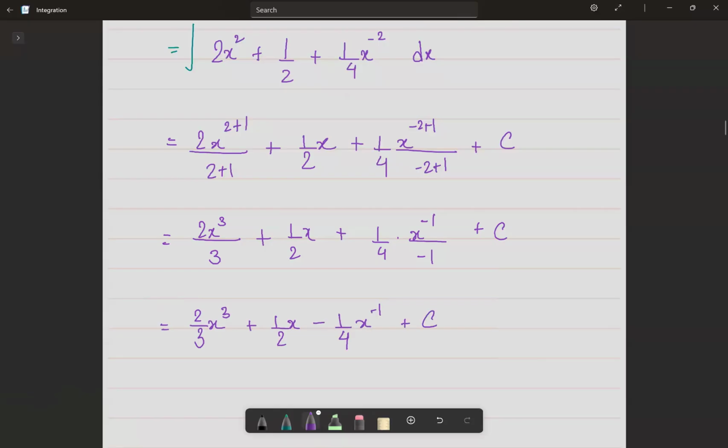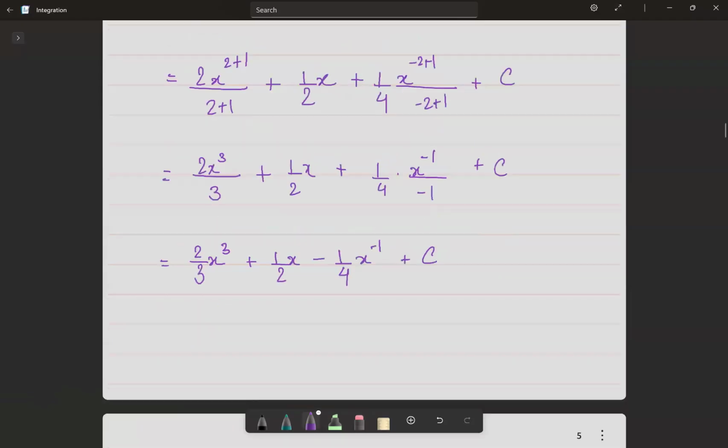Now, x to the power of minus 1. If you want to make this power positive, what will you do? You will take this in the denominator, right? So you are going to get 2 by 3 x cube plus half x, then minus 1 by 4x plus c. And this will be your final simplified answer.